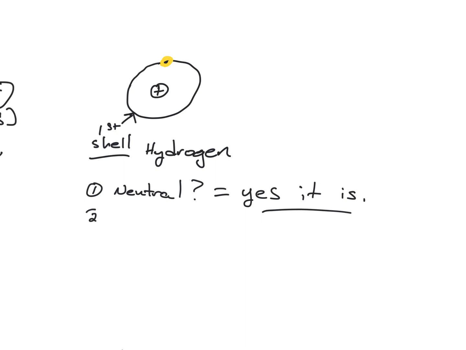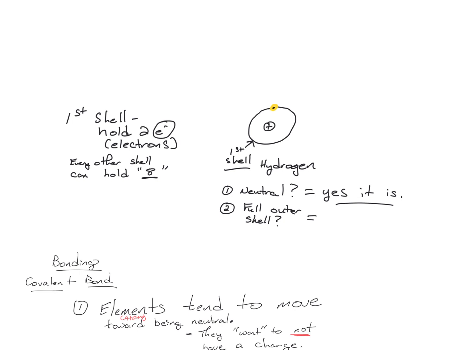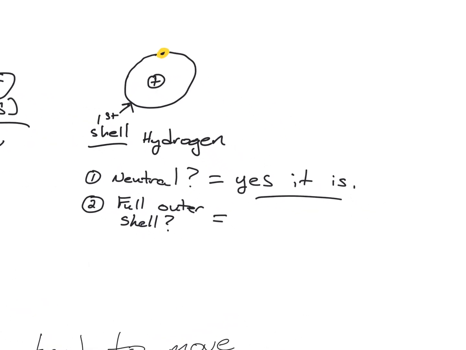Second rule is, does it have a full outer shell? How many electrons can that outer shell hold? This is the first shell, so it can hold 2. How many does it have? 1. So is it full? No.